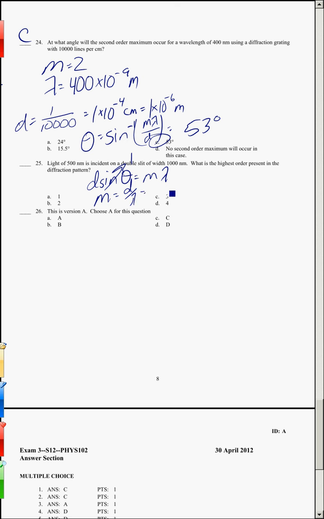d is 1,000 over 500. I'm just going to keep them in nanometers since they're the same units. That means that I get 2 orders, but I can't get more than 2 orders. I get exactly 2 orders and no more.